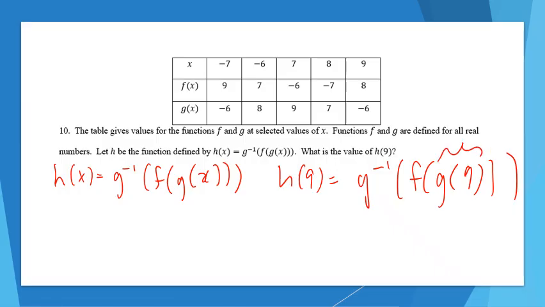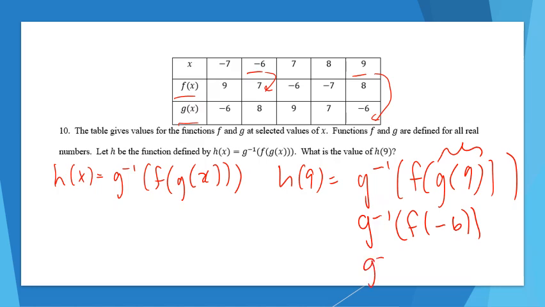So what is g of 9? G of x, when x is 9, should be -6. So this should then be the inverse of g of f of -6. And now we want to find what is f of -6. That is going to be 7. So f of x when x is -6 should map to 7.